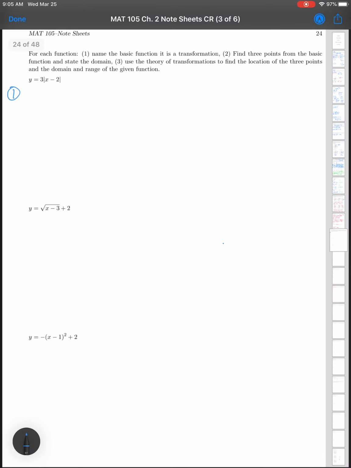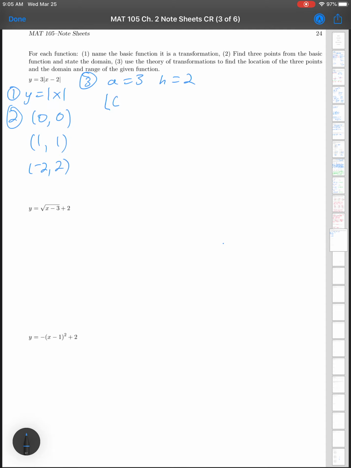Okay, so for this first one, the first thing we do is name the basic function, so that's the absolute value of x. So then we can get some ordered pairs for that. There's a lot to choose from, but I'm going to use (0, 0), (1, 1), and (-2, 2). But you could have obviously used different ones, so if you got different answers because you used different ordered pairs, that's perfectly fine, as long as those ordered pairs are correct.